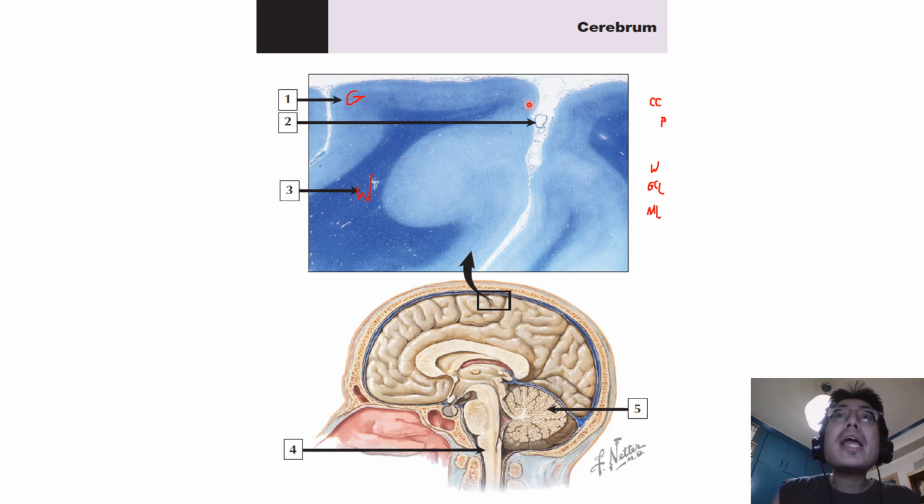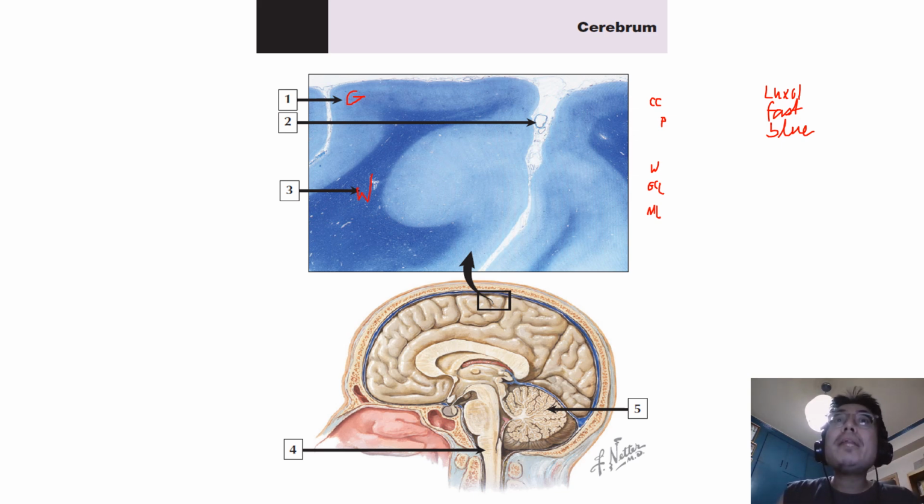Shown here is a light micrograph of cerebrum. We use a special stain here for the cerebrum. This is called a Luxol fast blue stain, which is specifically a stain used for cerebral tissue. And below it is the corresponding schema of a mid-sagittal section of the head.